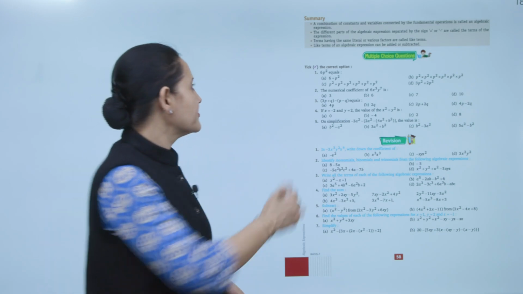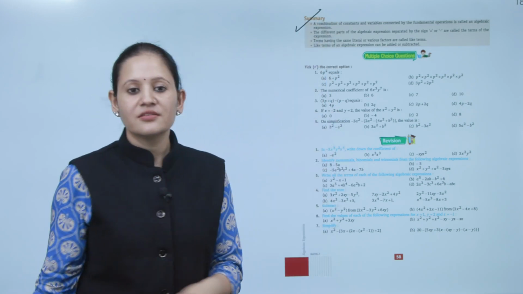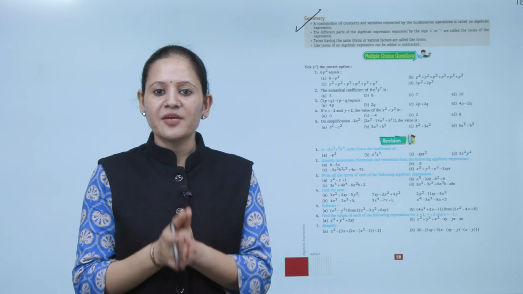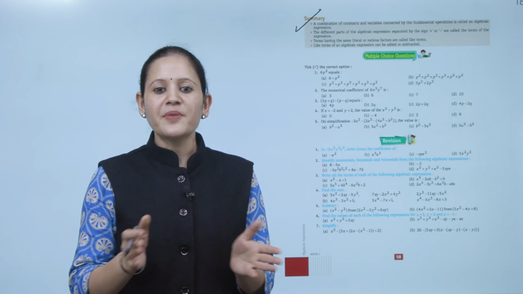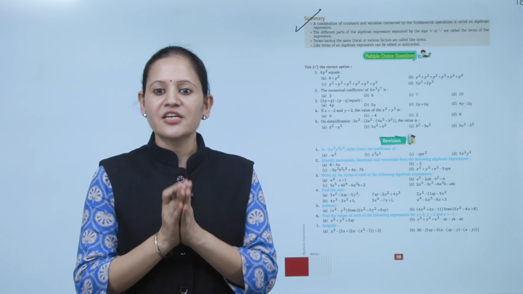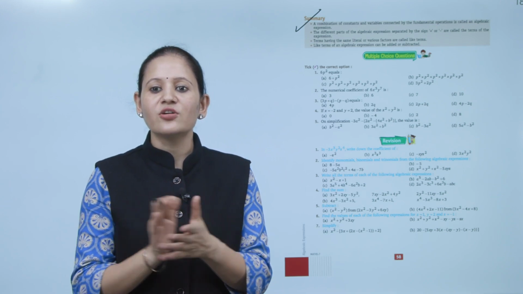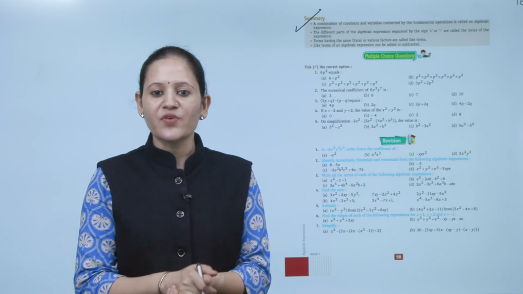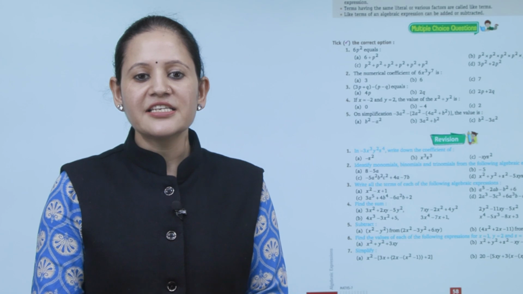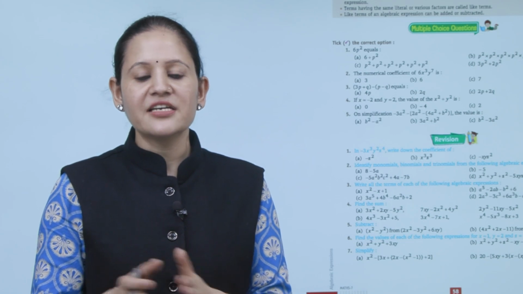Next is the summary. The combination of constants and variables connected by the fundamental operations is called an algebraic expression. The different parts of an algebraic expression separated by the sign of plus or minus are called the terms of the expression. Terms having the same literal or the various factors are called like terms. Like terms of an algebraic expression can be added or subtracted.